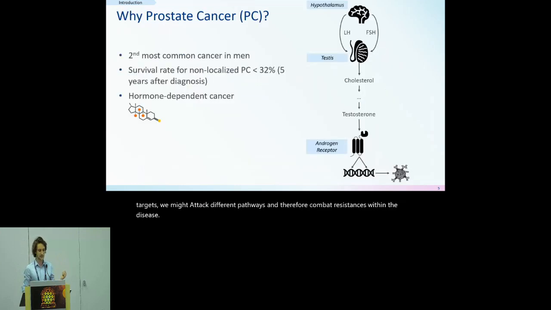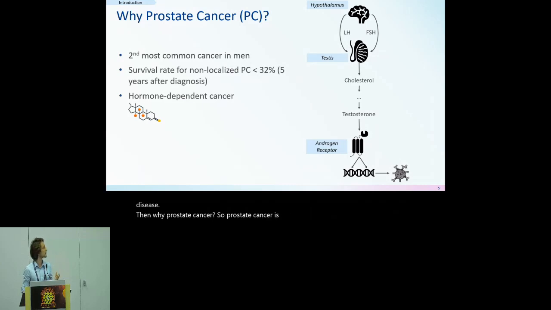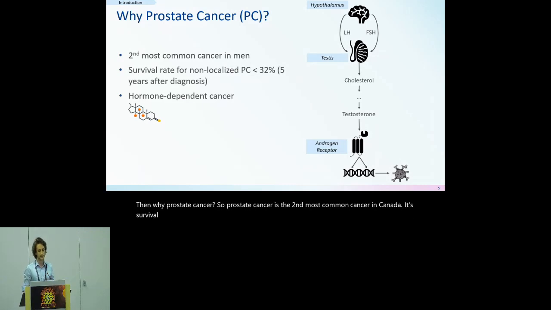Then why prostate cancer? Prostate cancer is the second most common cancer in Canada. Its survival rate for non-localized prostate cancer is less than 32% 5 years after diagnosis. And the main reason for this is the development of resistances. So I put to the right the main biological pathway, obviously summarized, in prostate cancer.